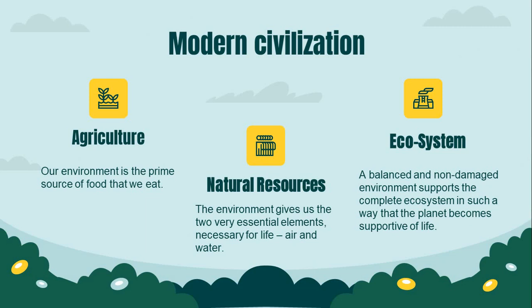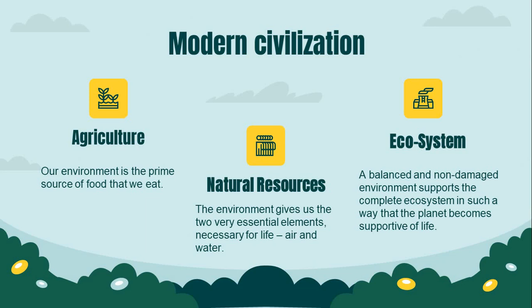So the next one is natural resources. The environment gives us the two essential elements necessary for our life. The first one is air, the second one is water. We all need air to stay alive. Animals, plants, and even aquatic animals need oxygen and fresh air. Water is another basic life-sustaining element. If we damage our environment, we are cutting off all supplies of clean air and water.